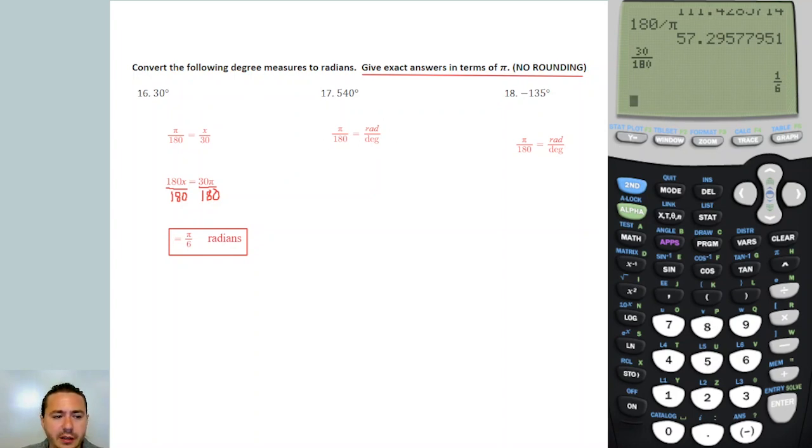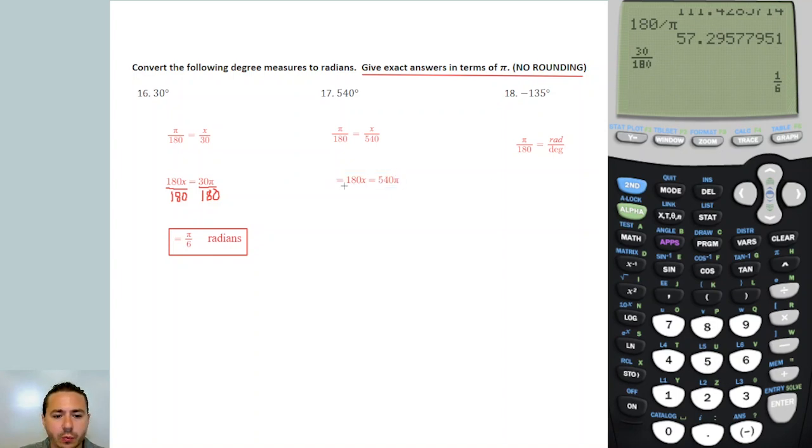So number 17, we need to replace the degree with 540 and the radians with x, because that's what we're trying to find. We're trying to figure out what the radians are. We're going to cross multiply like we did in number 16. And so I should get 180x equals 540 pi.